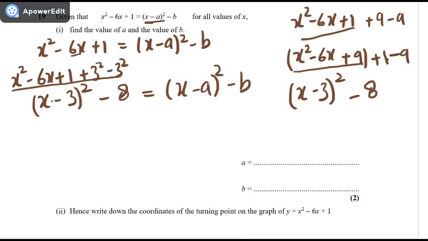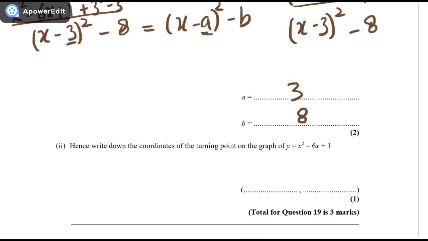There's another video where I explain how you can do the completing the square method. You can watch my video. So here this is corresponding to a, so a is equal to 3 and b is equal to, you can see here, b is 8. So we got this answer straight away.